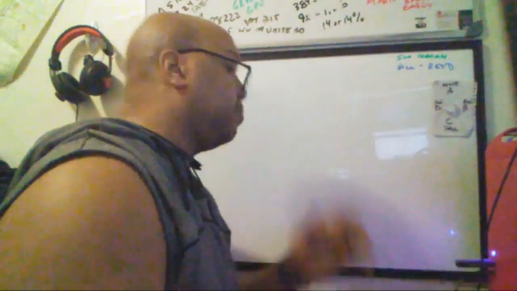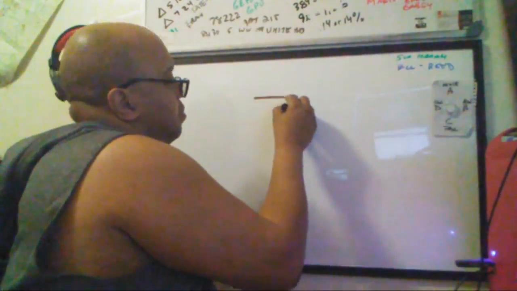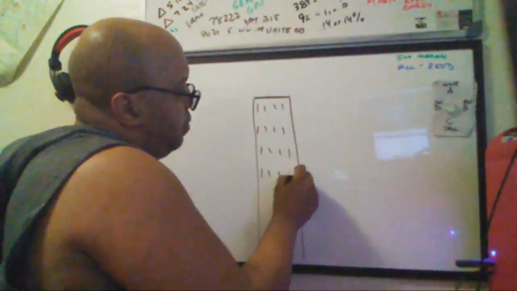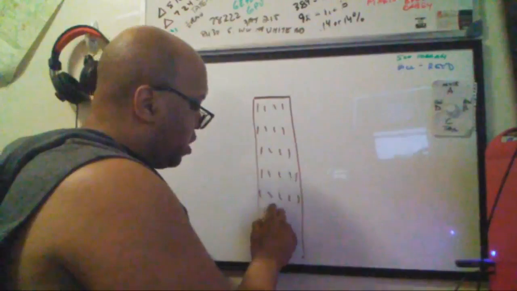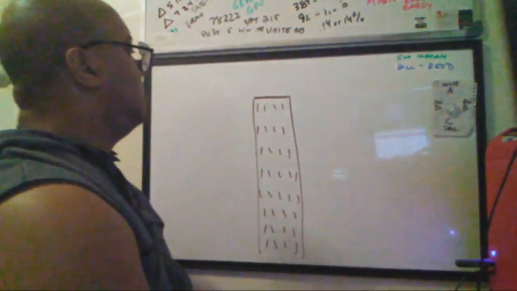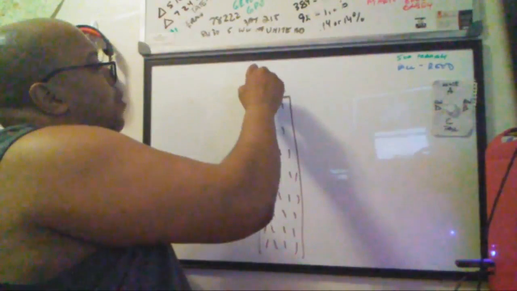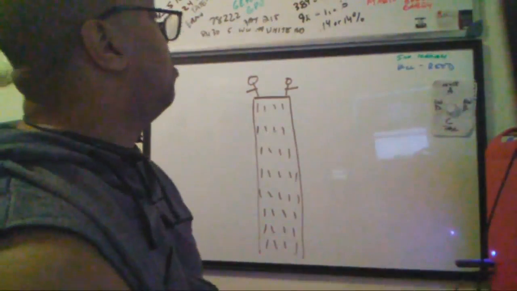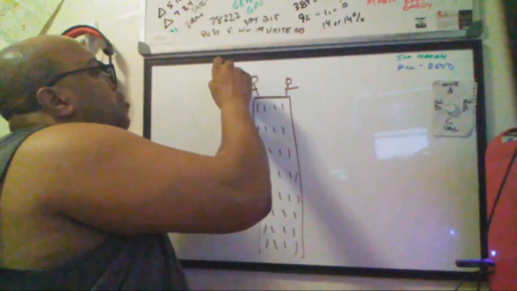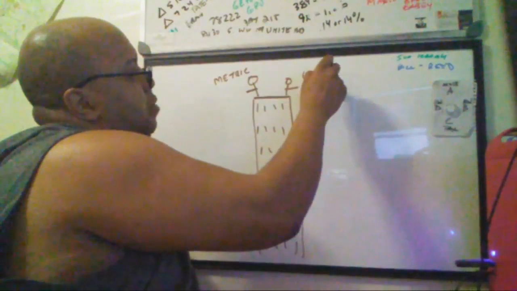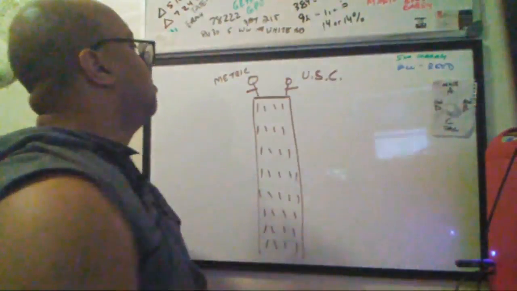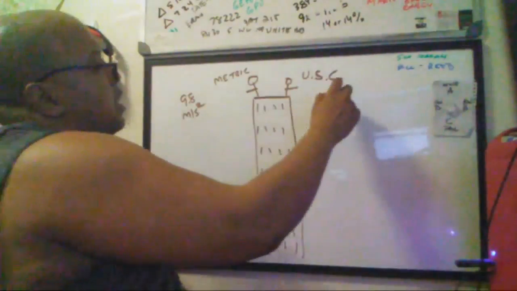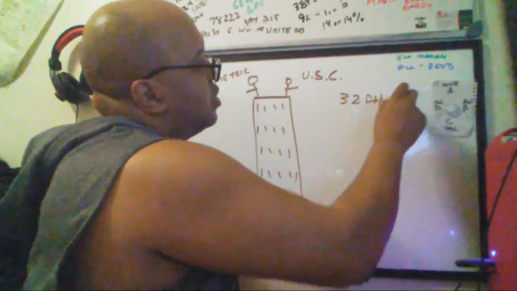So, you and I, we're on a tall building. Those are windows. Don't laugh at my artwork. It's like a jail cell. Okay. So we're going to drop water balloons. That's me, and that's you. And I'm going to think in terms of metric on my side, and I'm just going to put U.S.C., U.S. customary system, on yours. Now, we've established that gravity is going to be 9.8 meters per second squared and 32 feet per second squared.